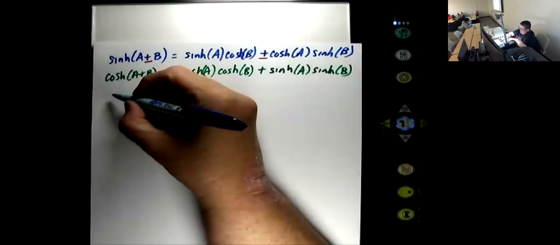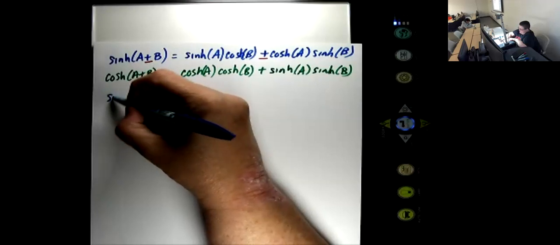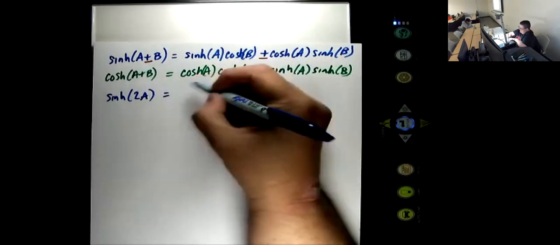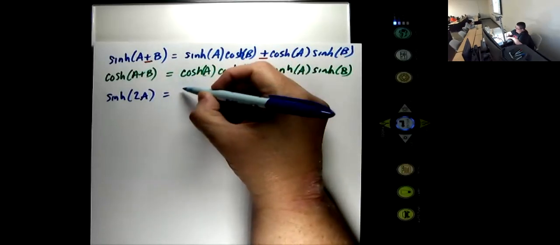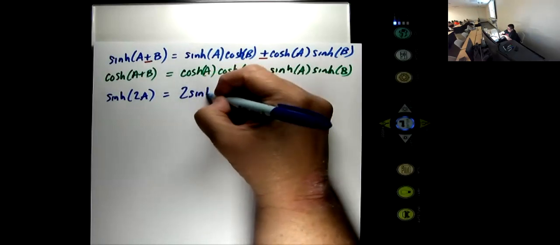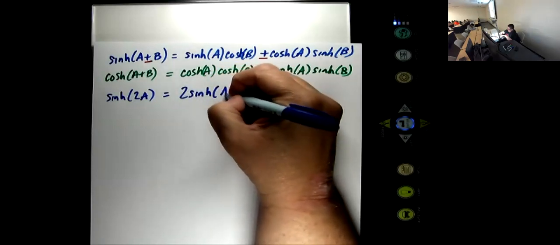When we had sine of 2x, or sinh of 2a, it's the same format as the original. Sine of 2x is 2 sine x cosine x. This is 2 sinh a cosh a.